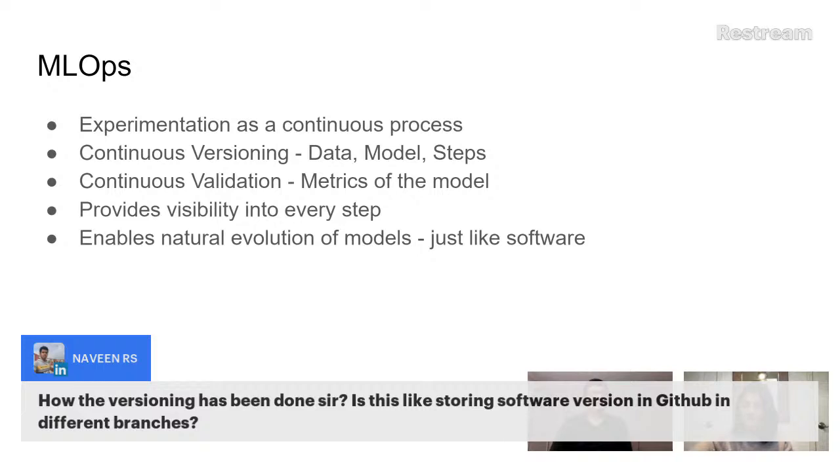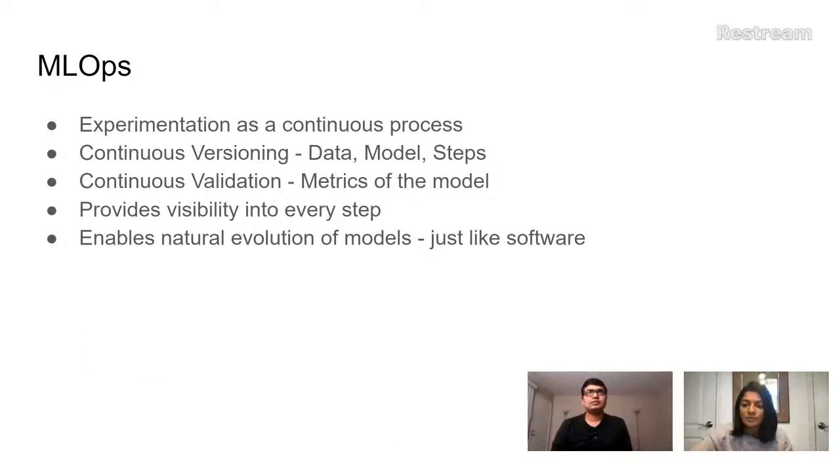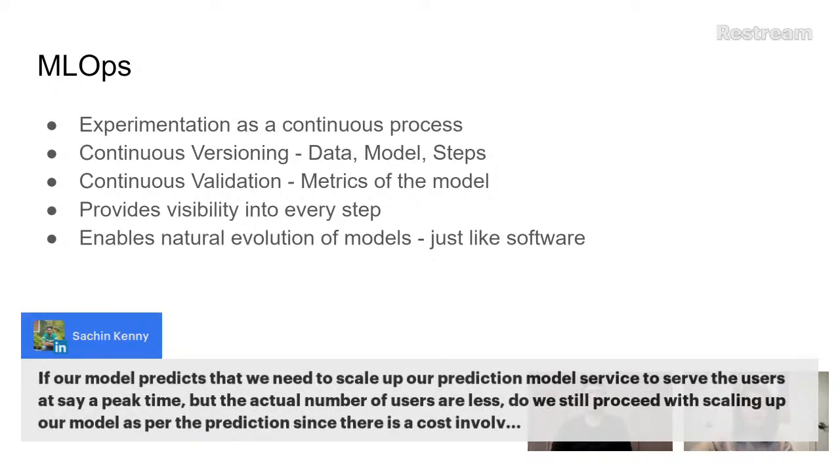So there's one more. Actually, there are two more questions, and I wanted to point these out. Sachin is asking that if our model predicts that we need to scale up our prediction model service to serve more customers during the peak times, but the actual numbers are less, do we still proceed with the scaling up or not?